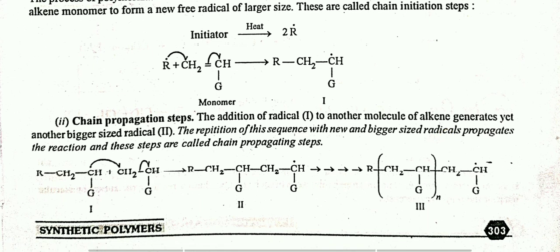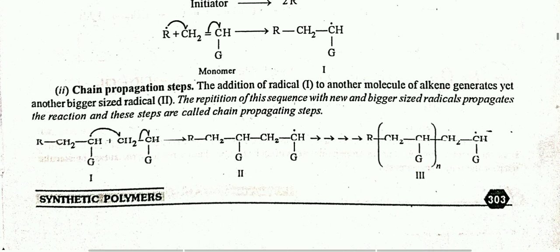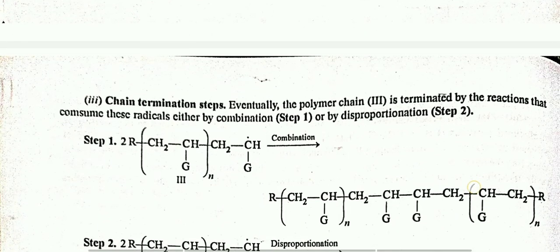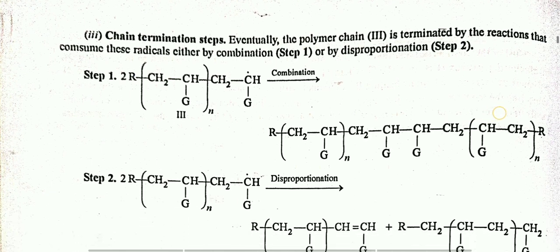Chain propagation step. The addition of this radical to another molecule of alkene generates yet another, bigger sized radical. The repetition of this sequence with new and bigger sized radicals propagates the reaction, and these steps are called chain propagating steps. Chain termination step. Eventually the polymer chain is terminated by reactions that consume the radicals, either by combination or by disproportionation.